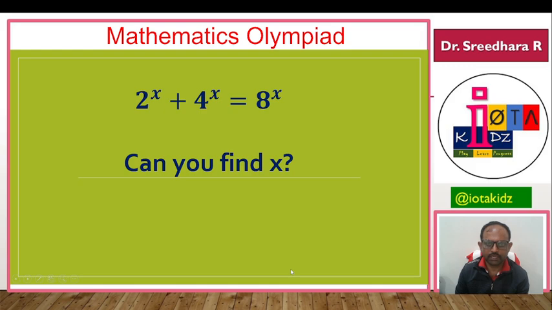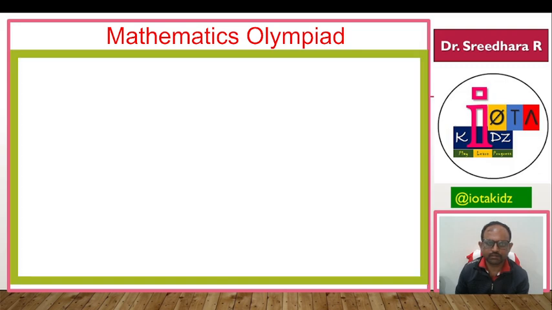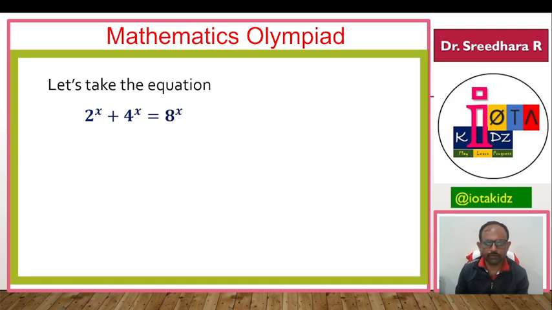Let us take the equation 2 to the power of x plus 4 to the power of x is equal to 8 to the power of x. So now 2 to the power of x plus 4 to the power of x is equal to 8 to the power of x. This is the equation. So now we want to find x.